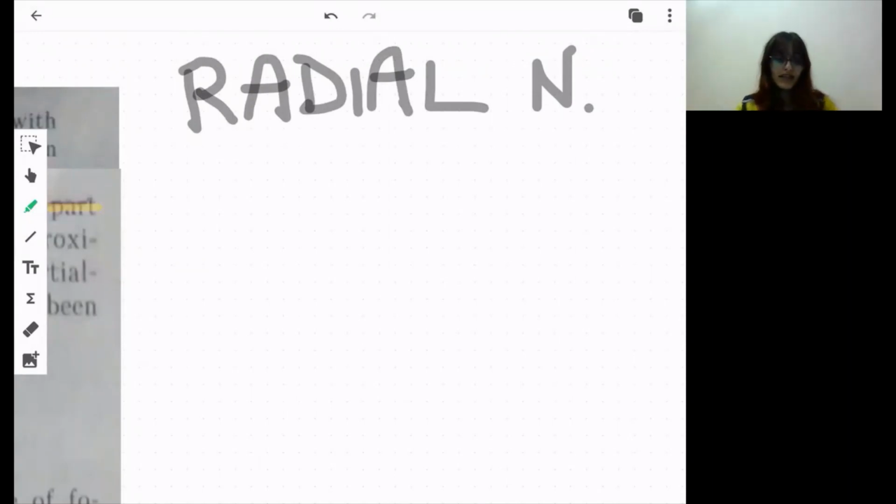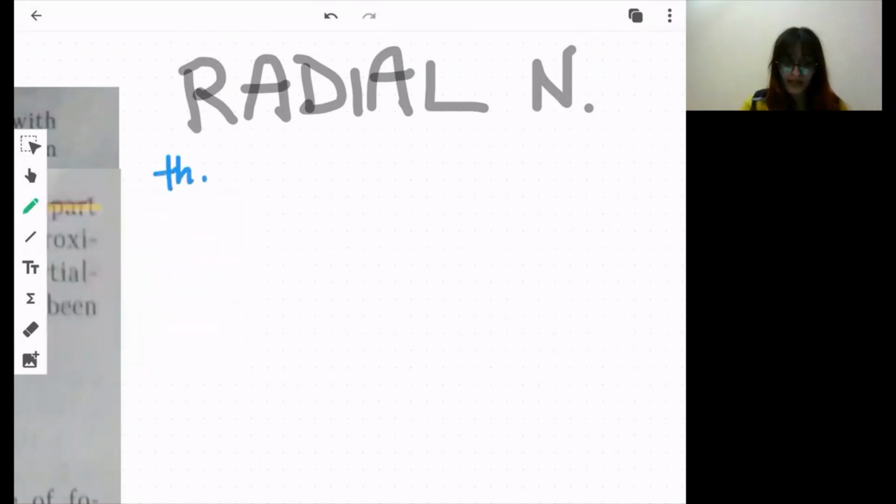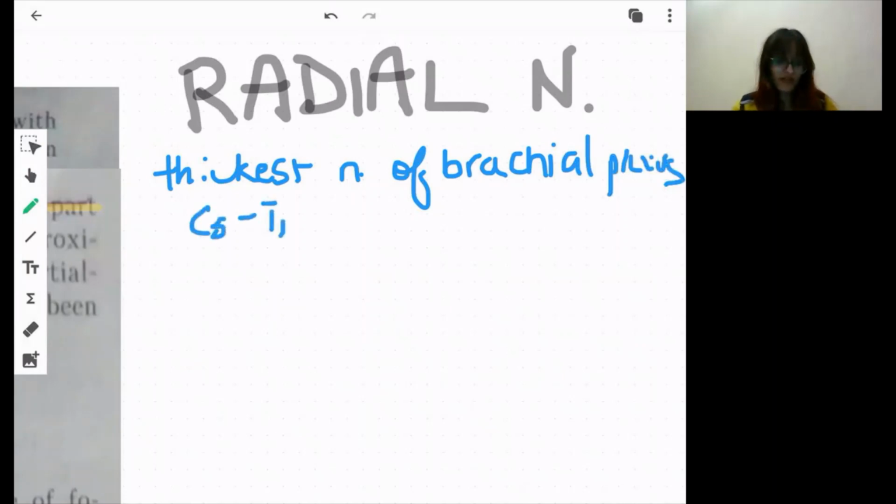So the radial nerve is the thickest nerve of the brachial plexus. It is the thickest nerve of the brachial plexus, and its root value is C5 to T1. And again, if you want to know what all of this means, I suggest you watch my previous video.